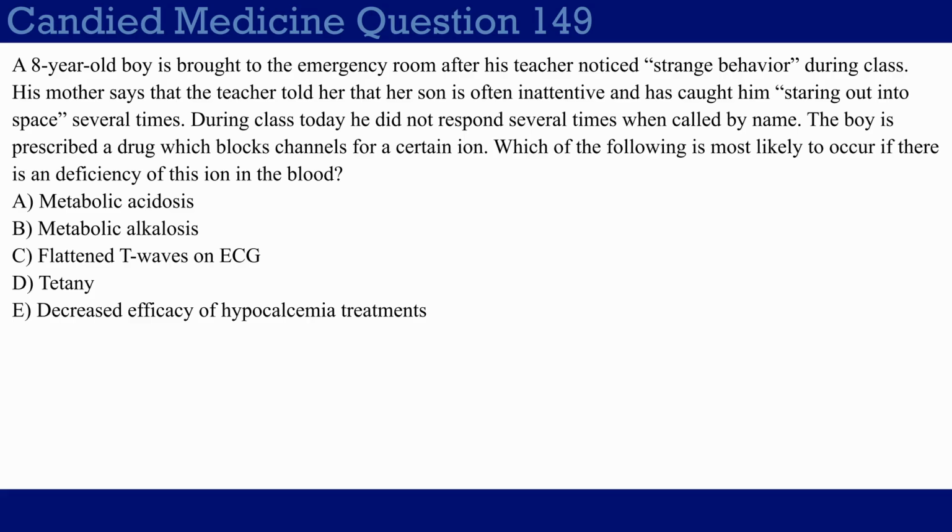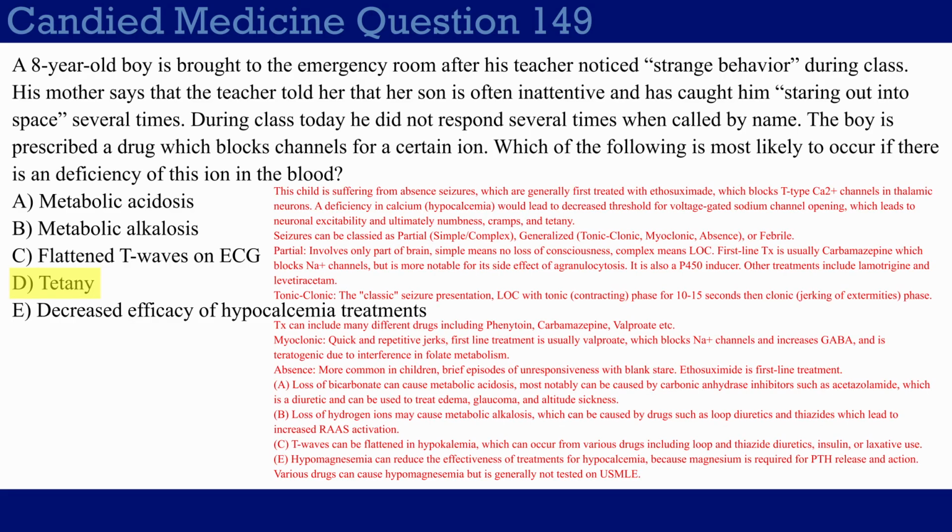If you have hypocalcemia, that lowers the threshold for voltage-gated sodium channel opening, which leads to neuronal excitability and ultimately numbness, cramps, and tetany. Choice D is the correct answer. And of course, this is where we get stuff like Chvostek sign and Trousseau sign for hypocalcemia.